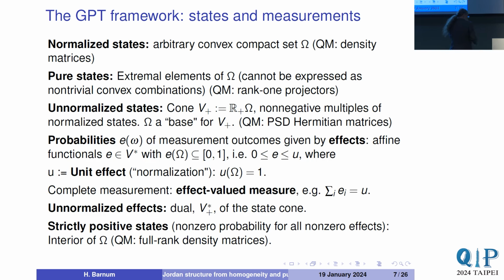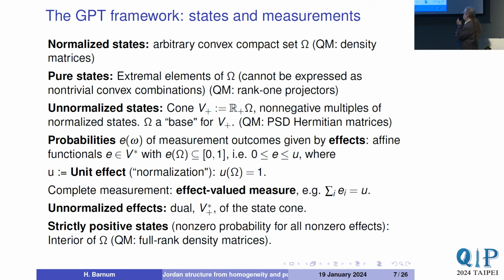Okay, so the general framework is very similar to quantum theory in the mixed states formalism with CP maps and so forth. We just have normalized states instead of density matrices, an arbitrary convex compact set, which I like to call omega. Pure states are extremal elements; you can't write them as non-trivial convex combinations. Unnormalized states are this cone of non-negative multiples of the normalized states, positive semi-definite matrices in the quantum case. So that's why we mentioned cones.